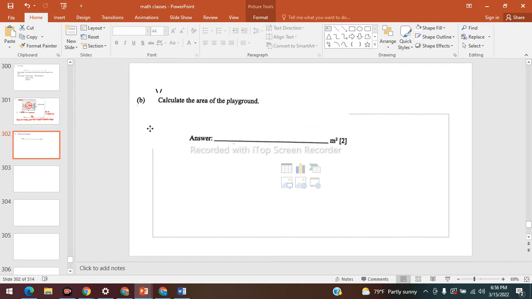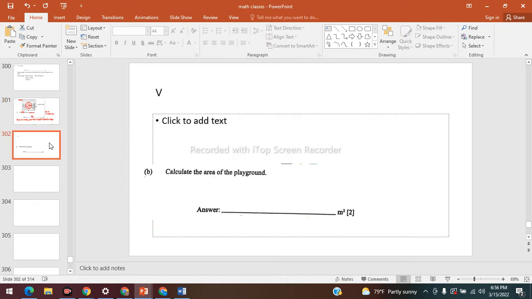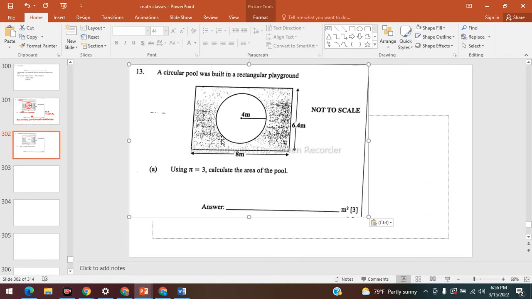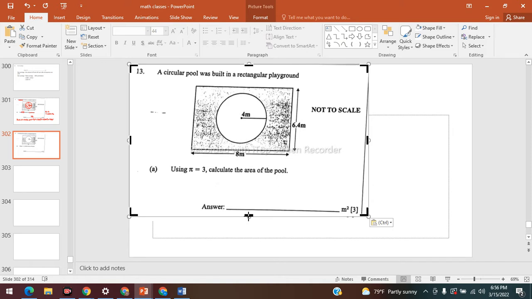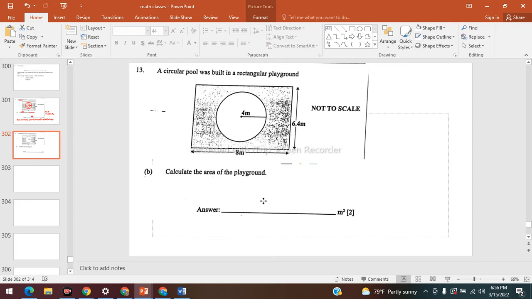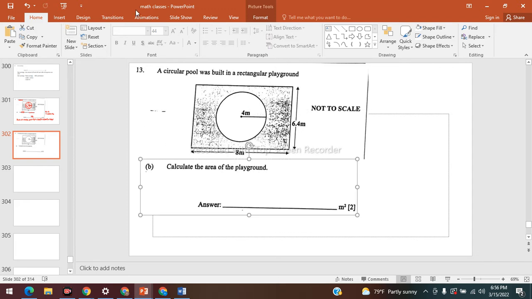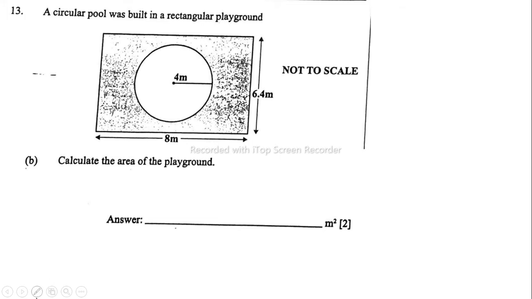Okay, so if we go back to this picture, we need to figure out the area of the playground. Now the playground is what shape? What's the shape of this playground?